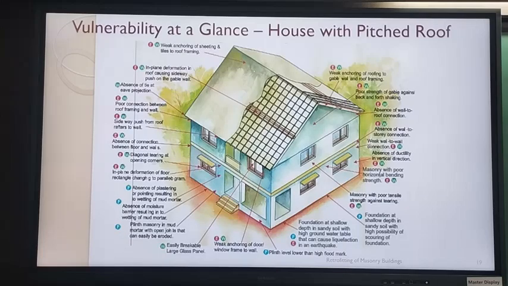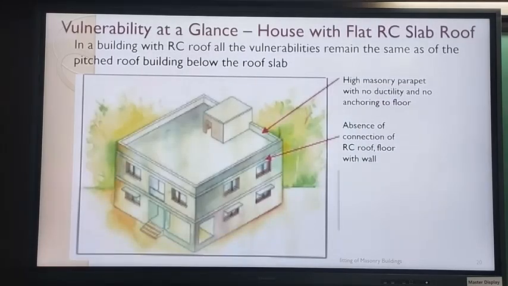And if you have a reinforced concrete floor and roof, then the issues with the pitched roof and the diagonal bracings are not there. But then you have two issues here, where you have a high masonry parapet with no ductility and no anchoring to the floor. Very common.